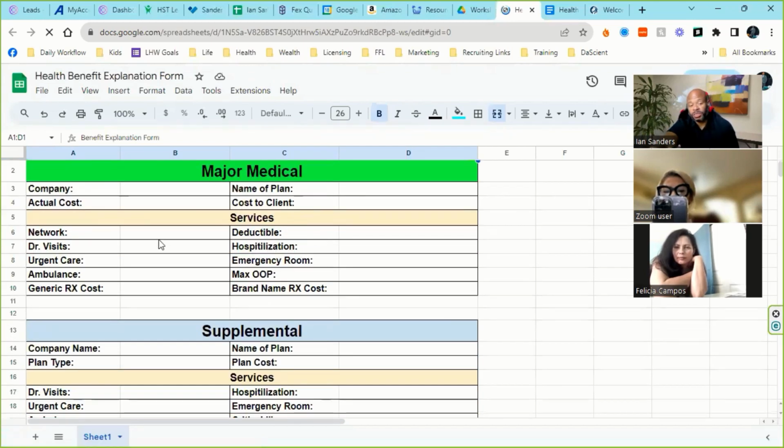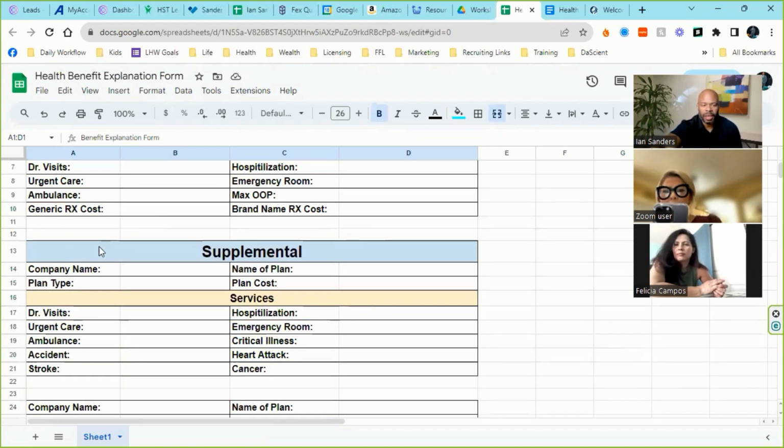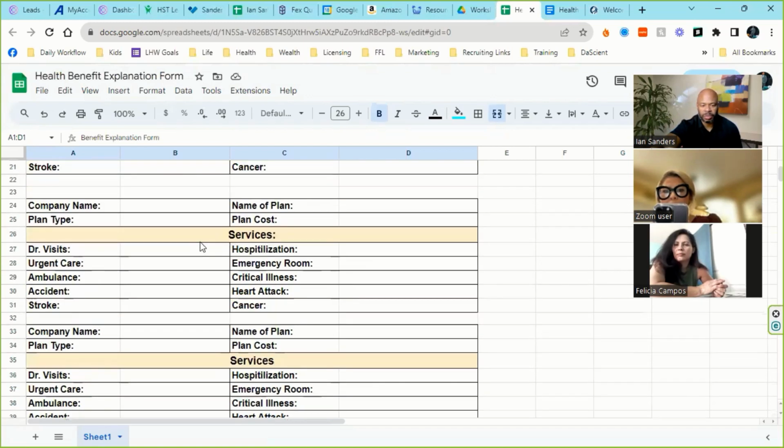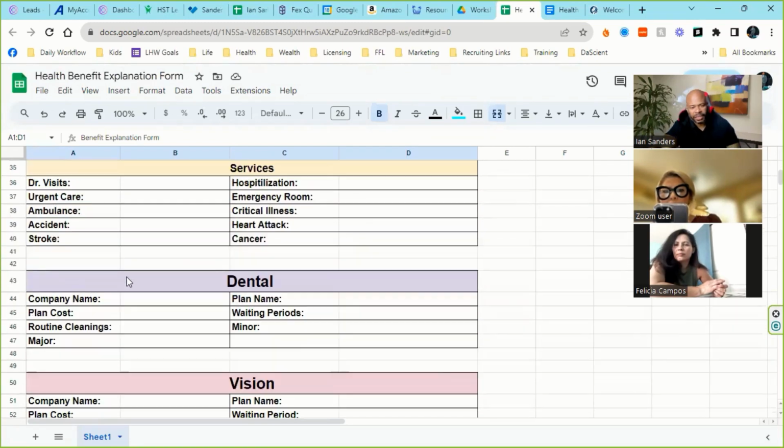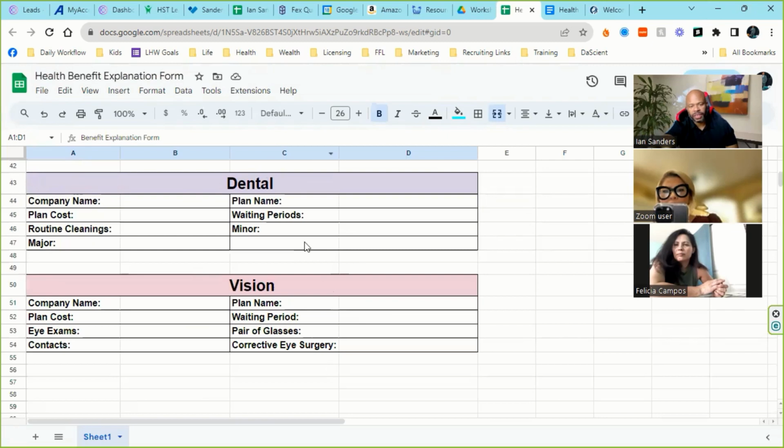You can only use this though if you're doing a 2-appointment visit, because if you're trying to fill this out while you're still talking to them, it's going to take too long. But you can put, if it's an HMO or PPO, what the cost is for a doctor's visit, urgent care, ambulance, all the information that you're going to need to explain to them. When you go through the supplements, it's the same thing. And then the dental and vision plans, you'll put all of that information in.